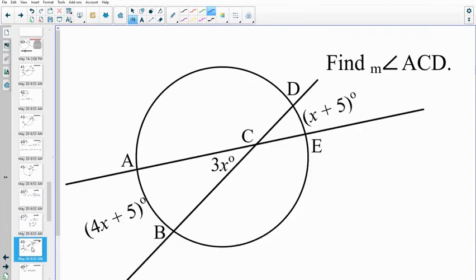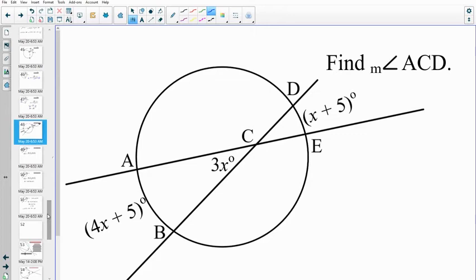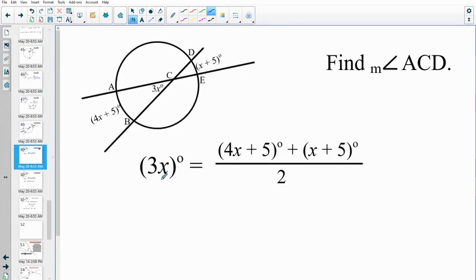And then one last problem for us to look at today. And here's the return of the dreaded x. Well, hopefully it's not too dreaded. The relationship stays the same. This angle is the average of these two intercepted arcs. So 3x must be equal to 4x plus 5 plus x plus 5, divided by 2. And so I write that down.